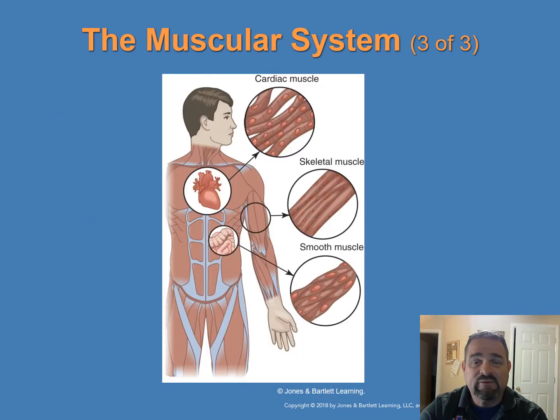All right, so there you go. This diagram shows you the different layouts. The cardiac muscle you can see here, the skeletal muscles you can see here, and then the smooth muscles you can see there.